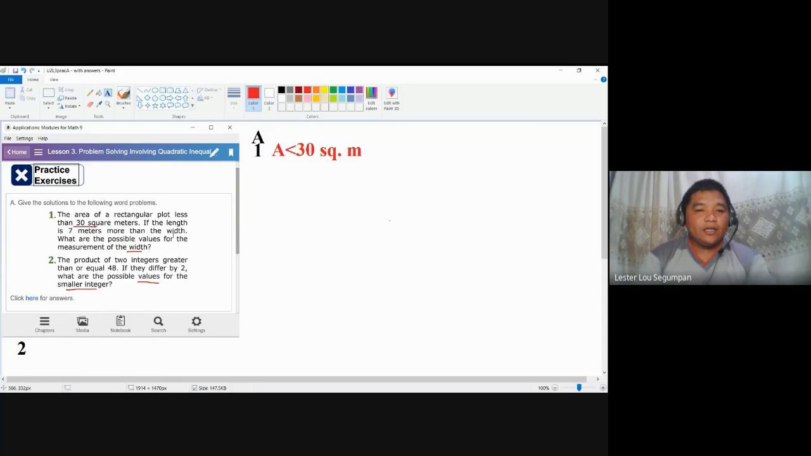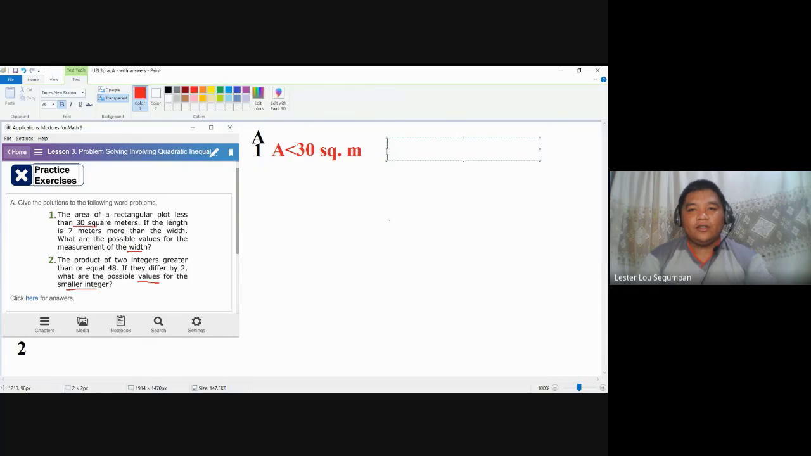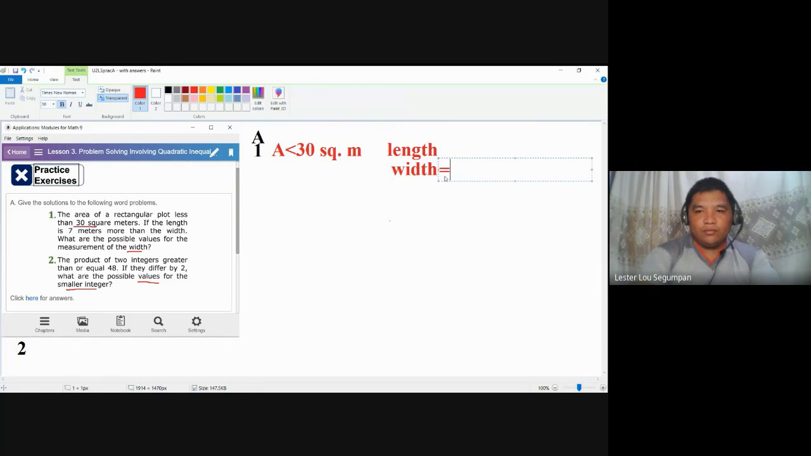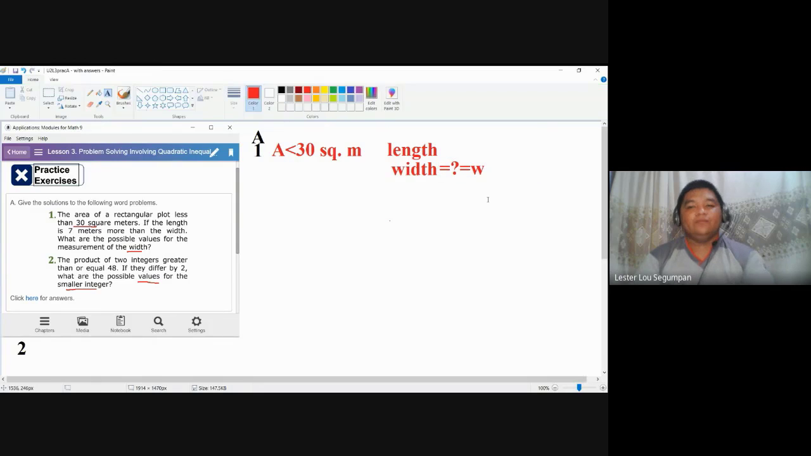The other given here is the relationship between the length and the width. So you could say here length, and here the width. Since the width is the unknown, that's the item that we are looking for, we could represent it just by its first letter, W. So we are going to solve for W because that is what is asked here.